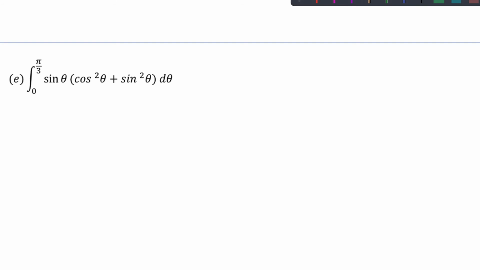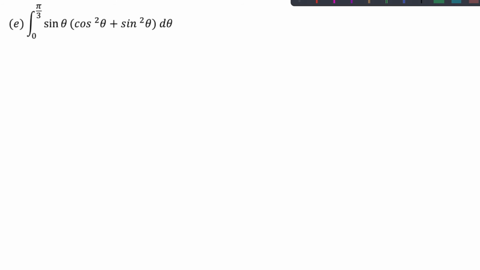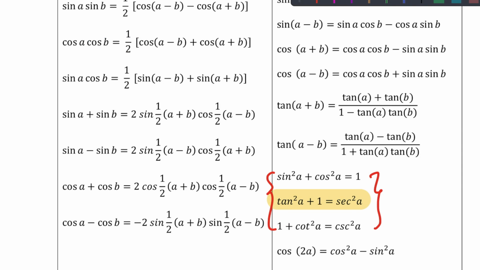Let's look at the last part of the example, which is example E. You are given a trigo function. This trigo function already has sine theta factored out. You are given sine theta multiplied by this whole thing. Now try to look in your formula list. Is there any trig identity that you can use to simplify this? In the formula list, you can see again it is in your Pythagorean identities, which say that sine square theta plus cosine square theta is equivalent to 1. So you can substitute into the question, and this will give you 1.